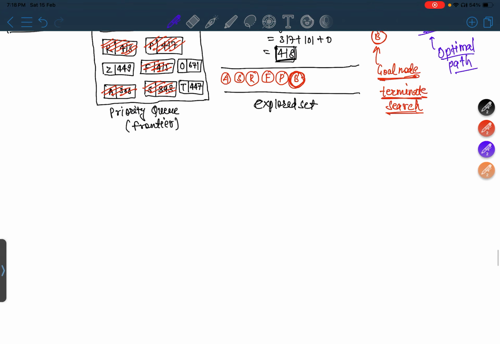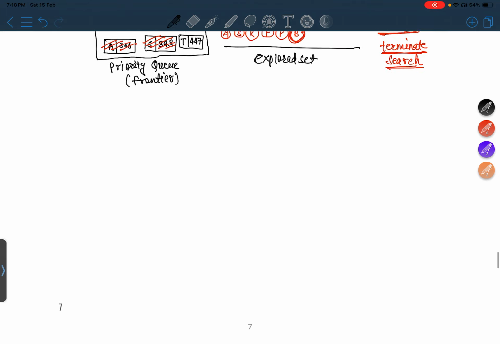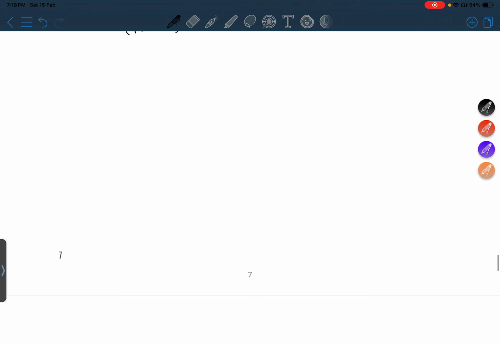So if you talk about the properties of A star, so completeness, yes, it is complete. So the A star is complete, so that's not an issue.